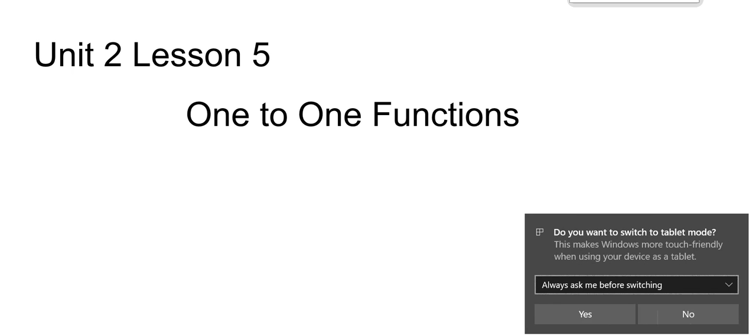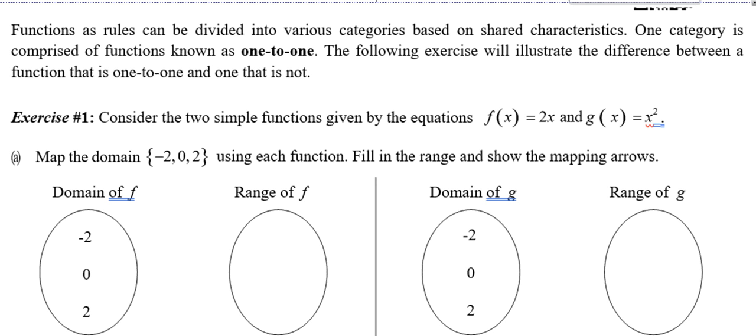All right, so today we're going to do Unit 2, Lesson 5, which is one-to-one functions. You can find this on page 17. Functions as rules can be divided into various categories based on shared characteristics. One characteristic is comprised of functions known as one-to-one. The following exercise will illustrate the difference between a function that is one-to-one and one that is not.